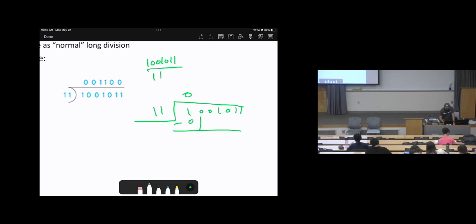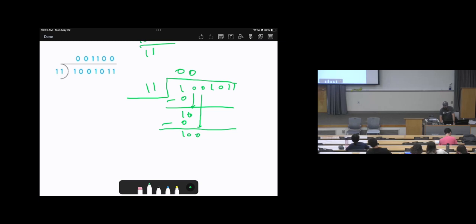Then this will go down, and it will be 10. 10 divided by 11, still no integer. 10 is still below 11, so it will be 0. 0 times 11 will be 0. Then all of this will be like 100.